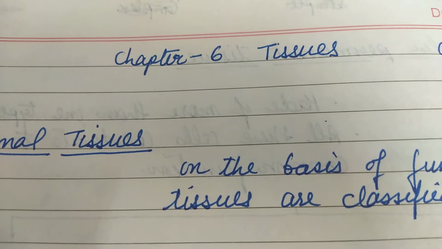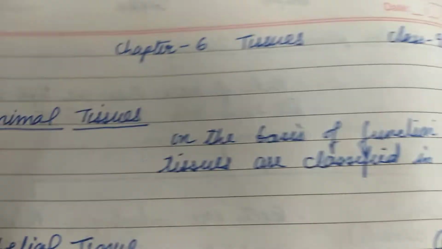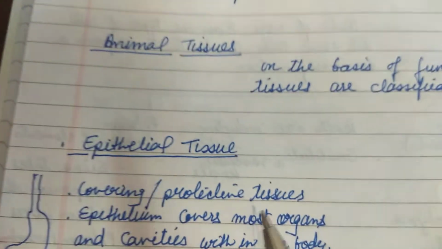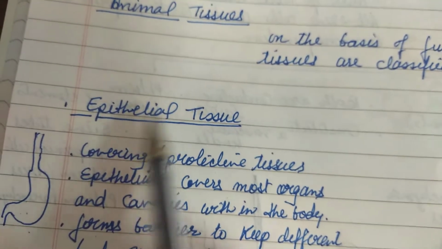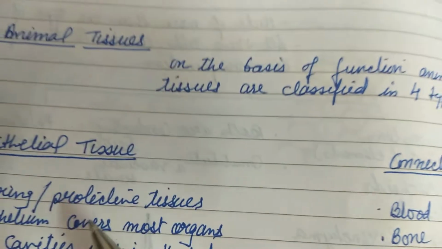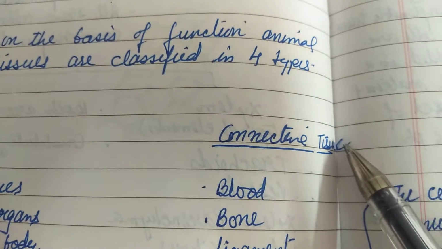So in the previous video we studied animal tissue, and here also we'll take animal tissue only. In the previous video we studied epithelial tissue, and in this video we'll cover connective tissue. We know that there are 4 types of animal tissues on the basis of their function: epithelial tissue, connective tissue, muscular tissue, and nervous tissue. Epithelial tissue we have covered in the last video. In this video we'll cover connective tissue.